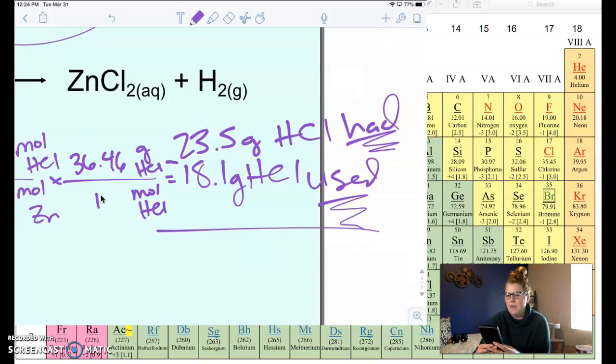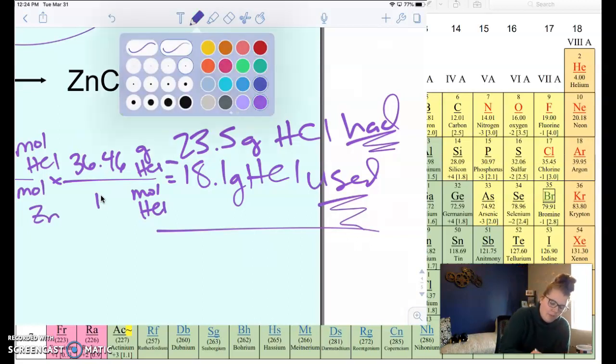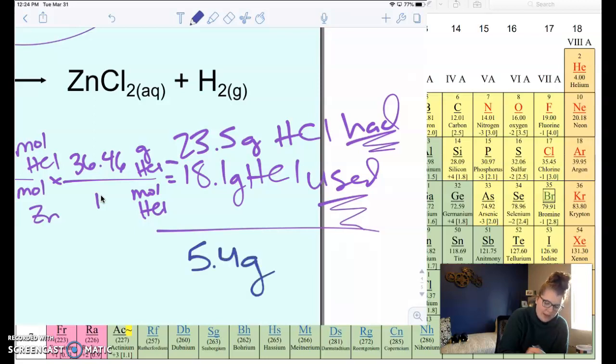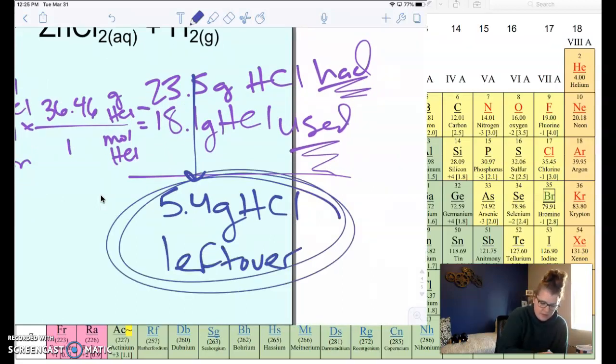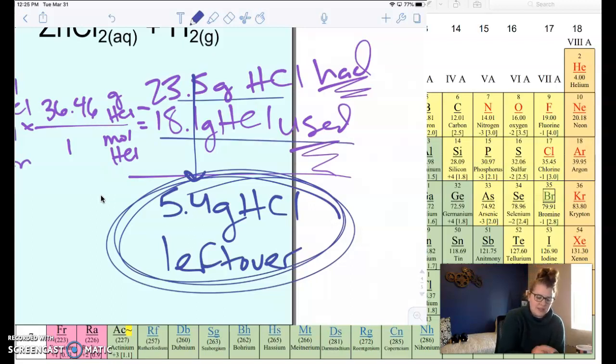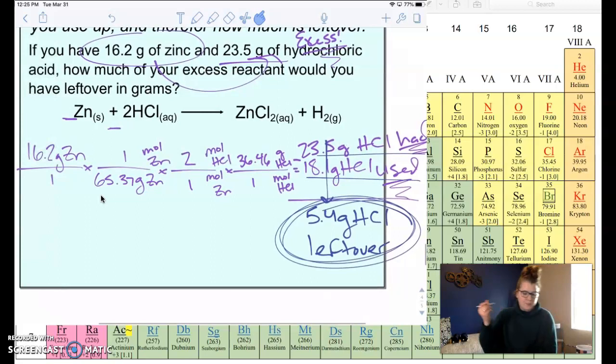23.5 minus 18.1 is going to be 5.4. Remember, the rule for adding and subtracting is to line it up, which I did. So this is 5.4 grams of hydrochloric acid left over, because it's the excess. It's not going to get all used up. So that is how much is going to be left over, because that's how much gets used, and that's how much I had. So basically, once you figure out the limiting reactant, you can use that value to figure out a bunch of different stuff. Essentially, because that decides everything in the reaction, because once it runs out, the reaction stops completely.